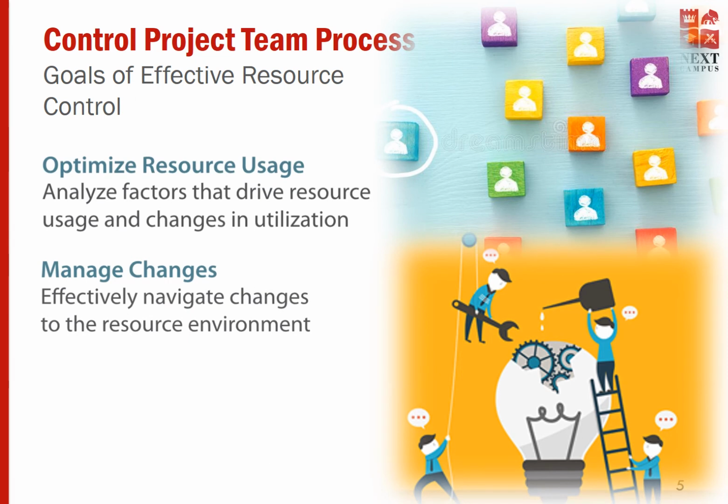Another goal that we try to achieve through the effective project resource control process is to optimize the resource usage. By analyzing the factors that drive resource usage and changes in utilization, you are able to manage the resources at the optimum level. This will ensure that the allocated resources are used effectively to achieve the project goals established during your planning. And also during the execution and monitoring and controlling, you will make certain decisions with regard to the resources. So utilizing the resources optimally will ensure that the project is successful.